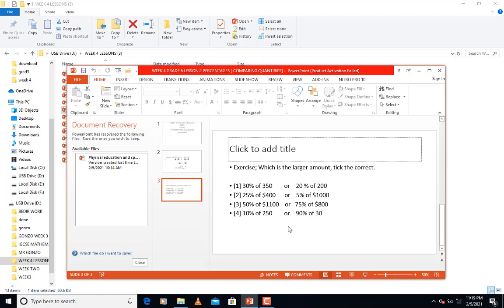So we are comparing these quantities. How do we compare? By first simplifying, or finding the value of each quantity, then at the end you compare.